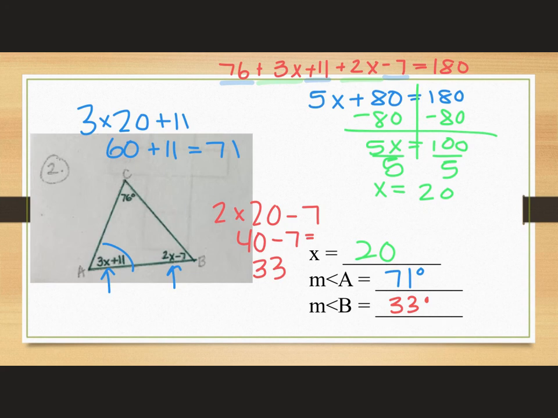So we can always go back and check our work to make sure that we did it correctly and see if all of our angles add up to 180 degrees. We had 76 was one of our starting angles. Then we found 71 and 33. So if you check 76 plus 71 plus 33, we do get 180 degrees, which means we did this correctly.